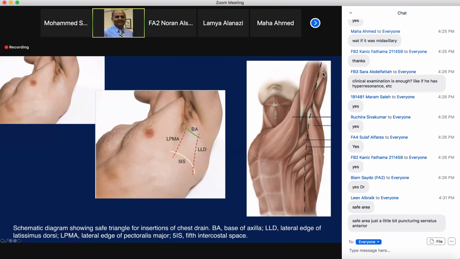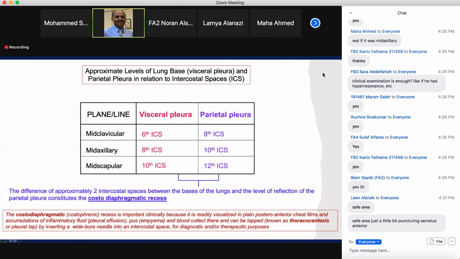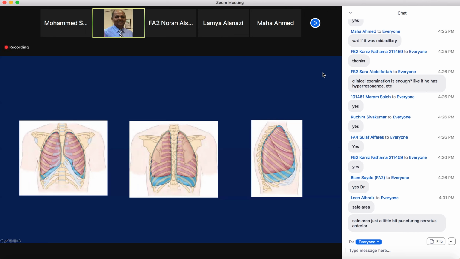Now the question is why we like to go from the back. Because this is the lowest limit, even the lowermost part of my pleura. If I'm going from the front, it is ending at 8th. If I'm going from the side, it is ending at 10th. But here it's going right up.